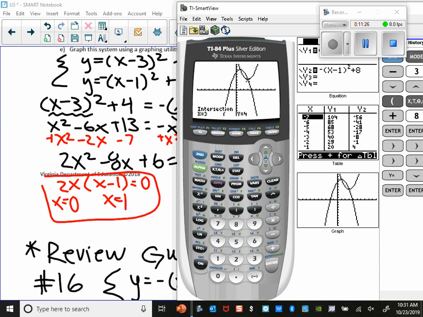So second time around, still doing second trace. 5 for intersect. But now to get the second one, I've got to wiggle that cursor over to where the other intersection is. So then from there, I'll hit enter 1, 2, 3 times, and I get 1, 8. So where are our solutions, right? Yeah, good.